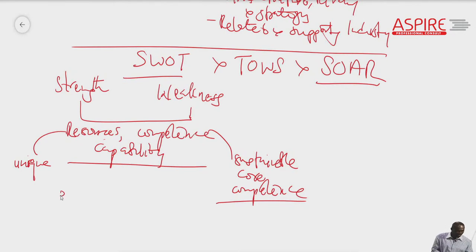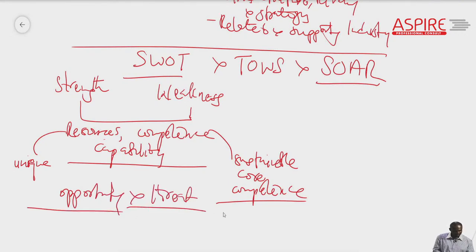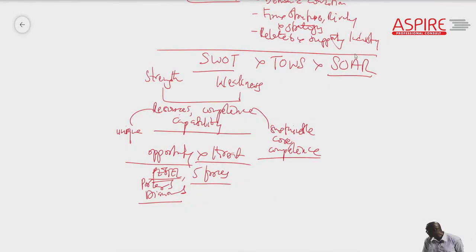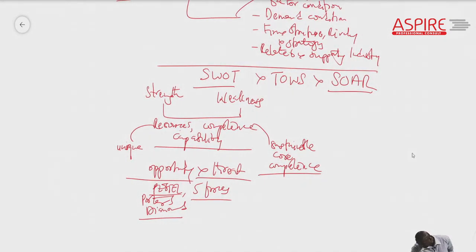What about opportunity and threat? Those are basically from the external environment. Normally, when you are picking opportunities and threats, you use the environmental models: the PESTLE, the Five Forces, and then Porter's Diamond. You can use these models to generate the opportunities and threats. Any question?